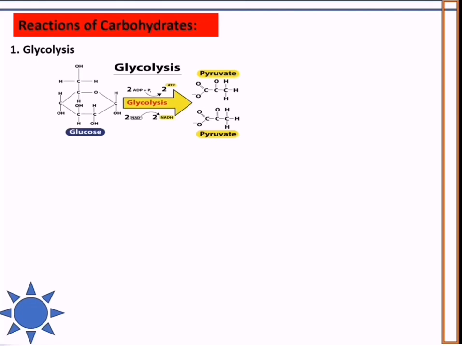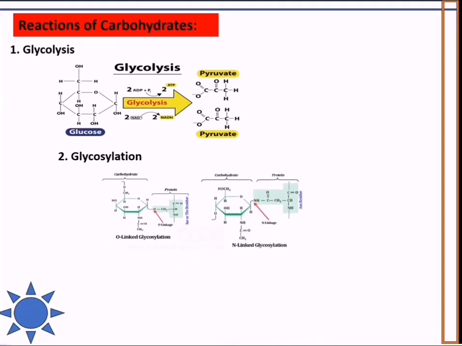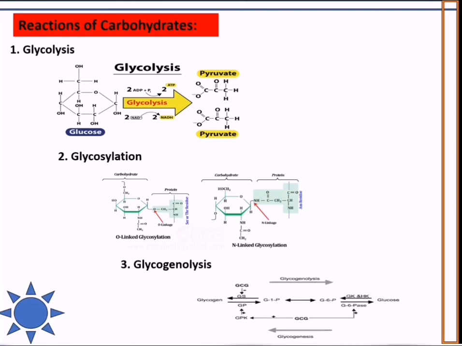Number 2 is glycosylation. Glycosylation is the enzymatic process of attaching carbohydrate molecules, often in the form of glycan chains, to proteins or lipids. The third one is glycogenolysis. Glycogenolysis is the breakdown of glycogen into glucose.